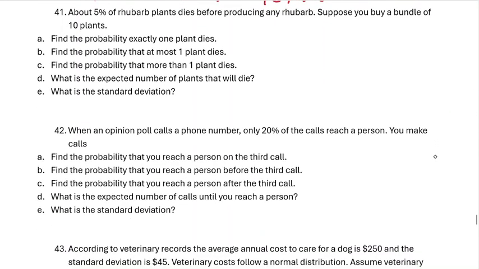Okay. About 5% of rhubarb plants die before producing any rhubarb. Suppose you buy a bundle of 10 plants. Find the probability that exactly one plant dies. Well, you know the number of trials. You have the probability of success. Exactly one, so this is going to be a binomial PDF. So it's going to be 10 plants, 0.05, exactly one plant dies.